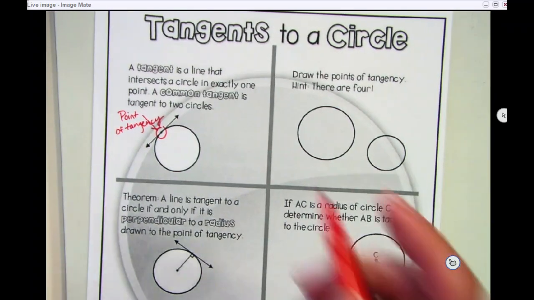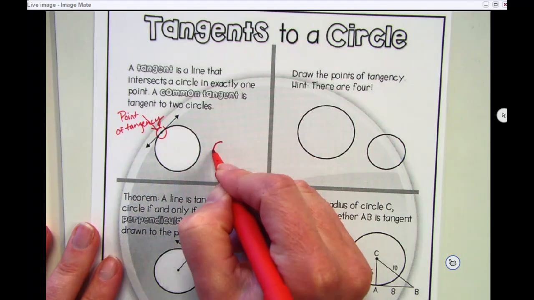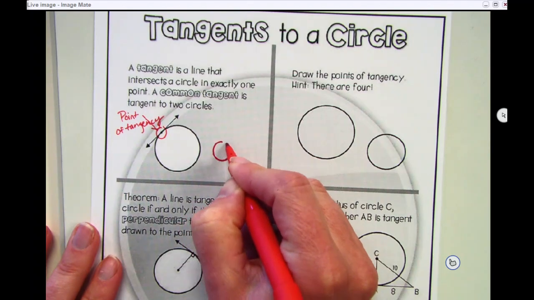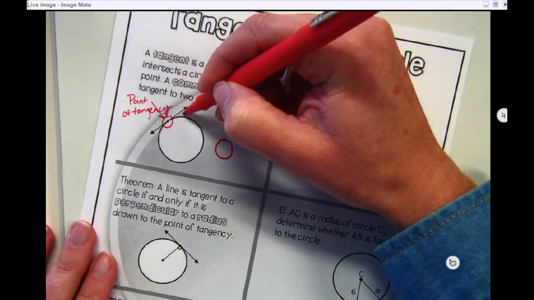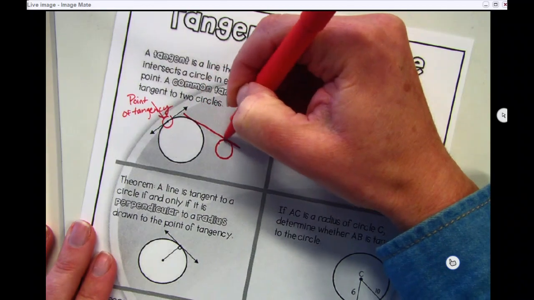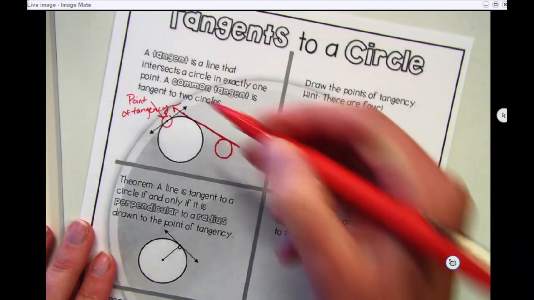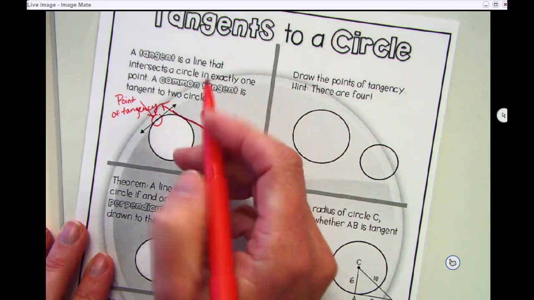Okay, if I have two circles, that's not a very awesome circle. But if it is touching both, that would be a common tangent.